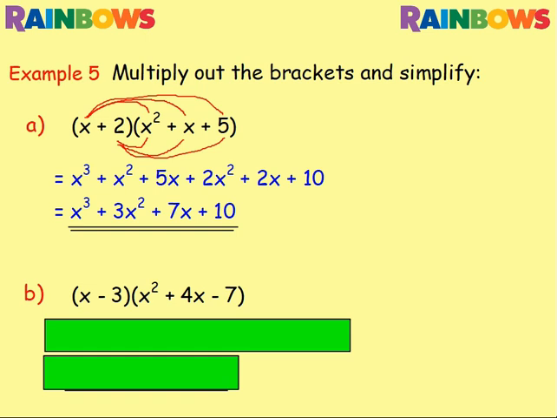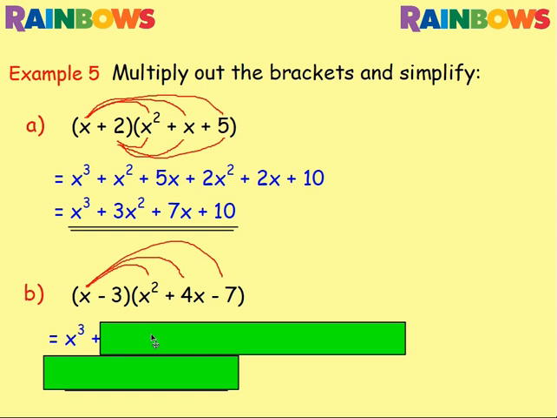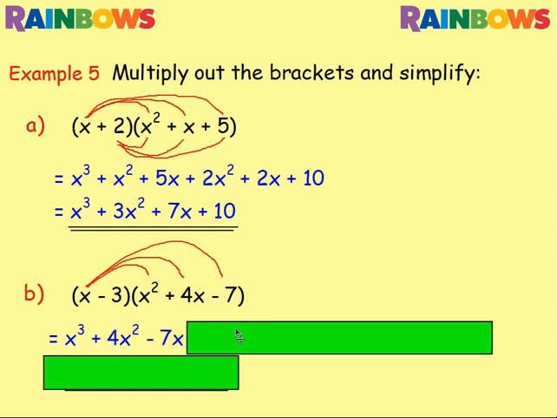Woo! For b, x take away 3, multiplied by x squared add 4x take away 7. Once again, start with the first term, and you're doing the x times the x squared, then the x times the 4x, then the x times the negative 7. So x times x squared is x cubed, x times plus 4x is plus 4x squared, x times negative 7 is negative 7x. And then once you've done that, you now take the negative 3 and you times that by everything. Is that right? It is.